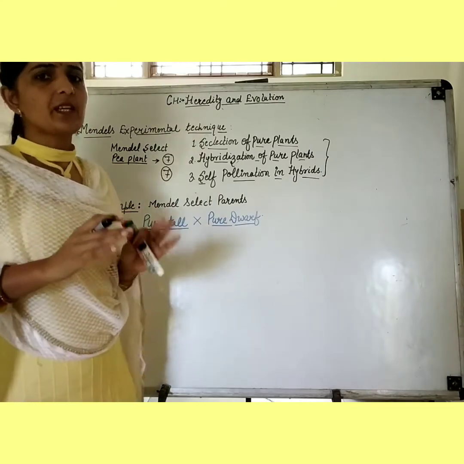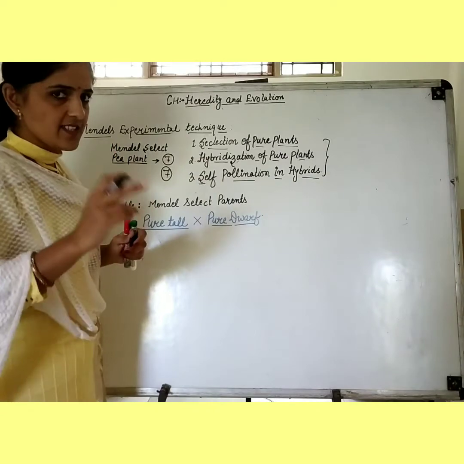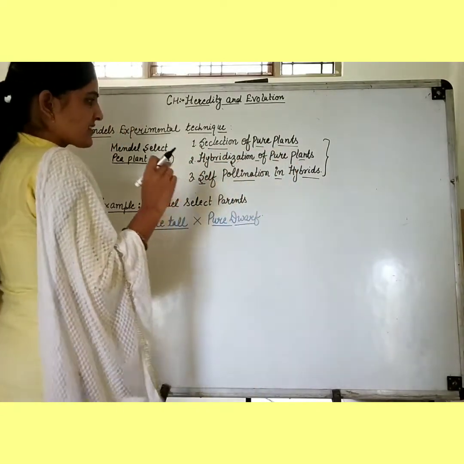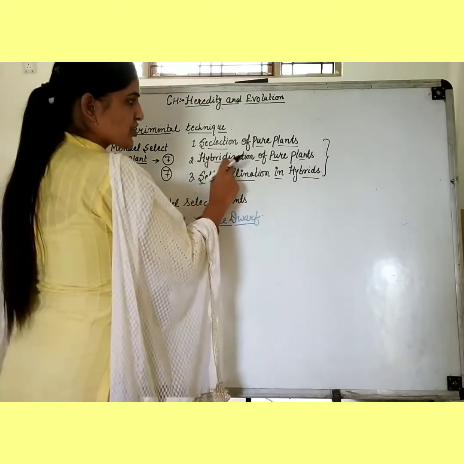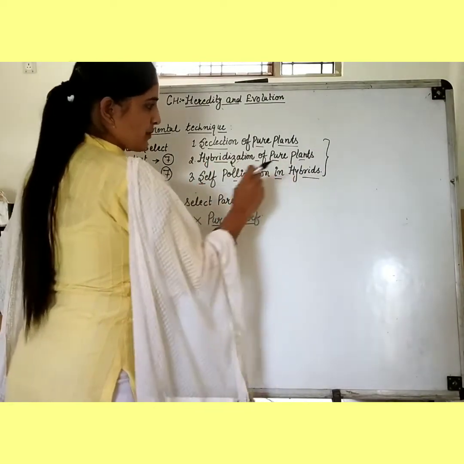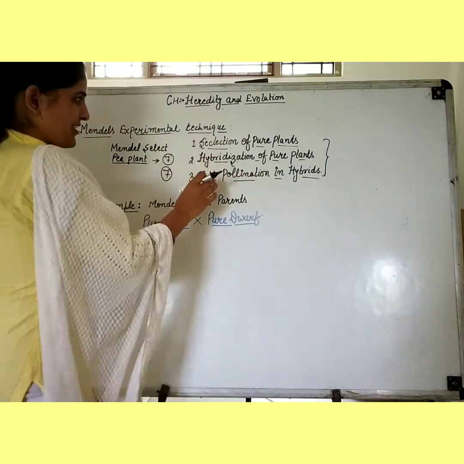Mendel was basically a mathematician and his technique is, firstly, he selected the pure pea plant, and second, hybridization of the pure plants, then self pollination in the hybrid. Try to understand all these one by one.